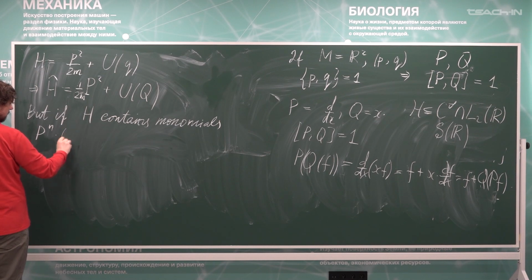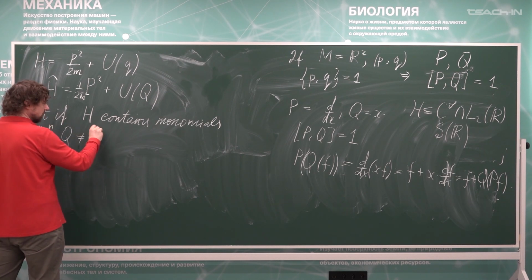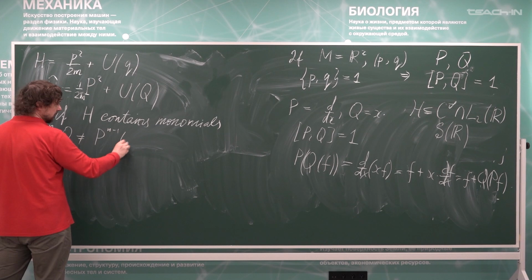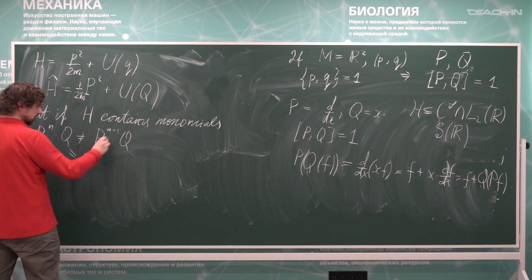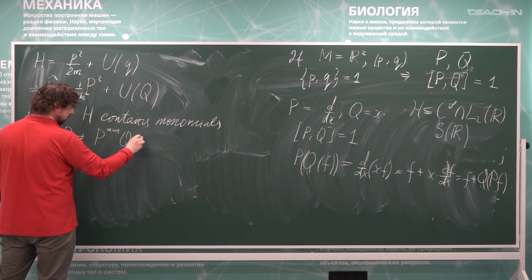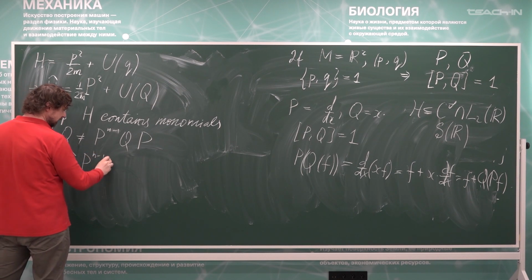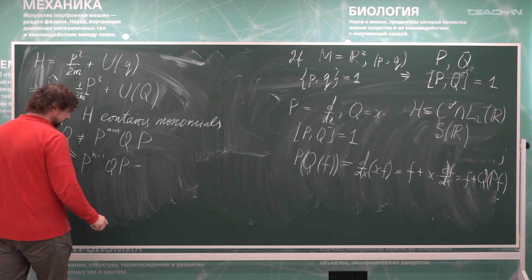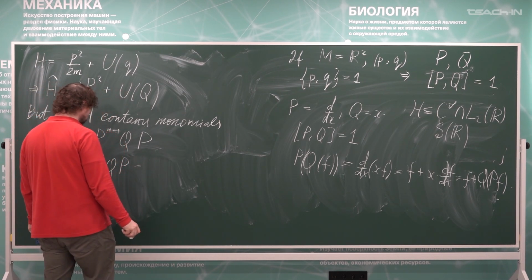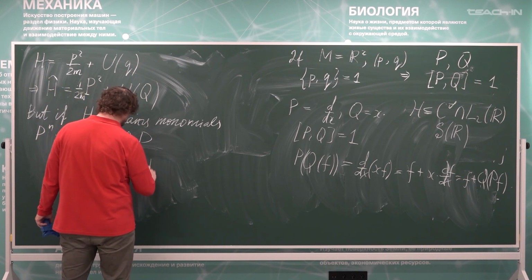Say, for instance, P^n times Q. And then this monomial is not equal to P^(n-1) times Q times P, because in fact it is equal to P^(n-1) times Q times P plus P^(n-1).